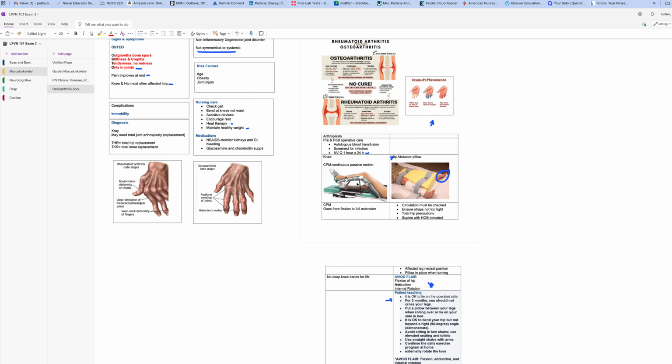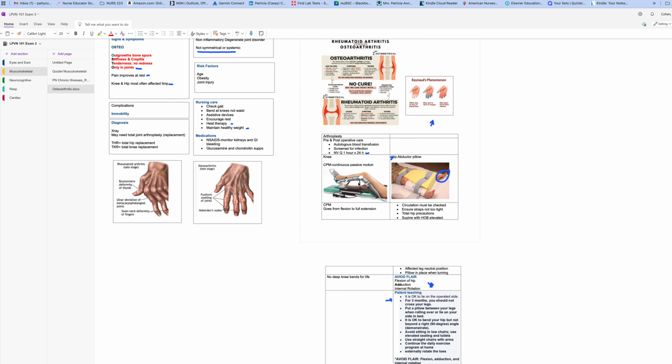It's this. You set it to whatever the physician orders. It's angles of the knee, and this goes back and forth. So it's continuous passive motion. Okay, so it's really important that you know that's after knee arthroplasty.